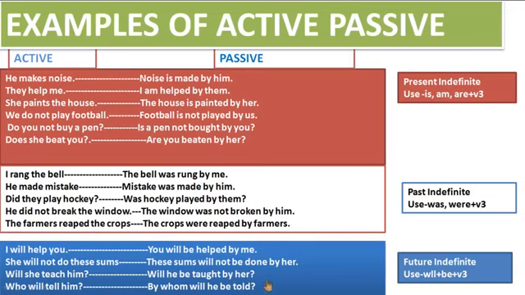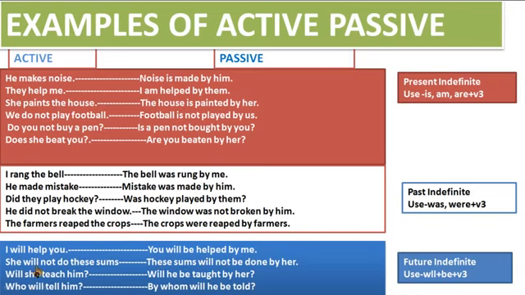And the next sentence is future indefinite. Future indefinite: I will help you. First we use you, that is the object. Will remains will. With will we use be. The third form of help is helped, by, I changes into me. You will be helped by me.